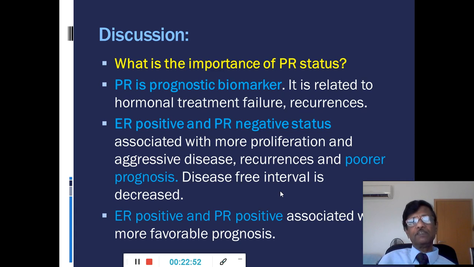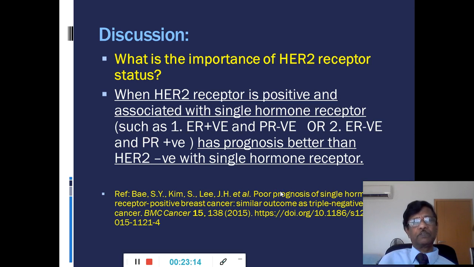Disease-free interval is decreased. ER positive and PR positive is associated with a more favorable prognosis. So PR positiveness gives a more favorable prognosis. So knowing about the PR status means knowing about the prognosis of the disease in that person.